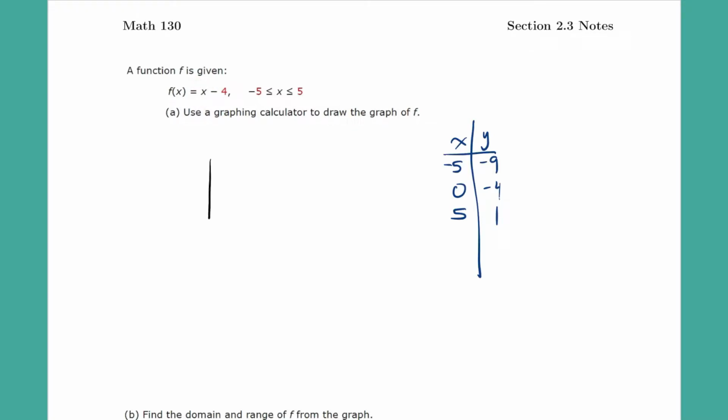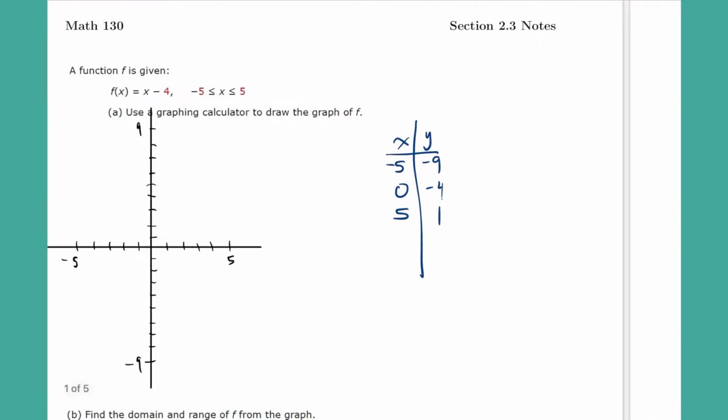And so now if we create our coordinate plane, 1, 2, 3, 4, 5, 1, 2, 3, 4, 5. So I went down to -9 and up to +9, and over here 5 and -5.